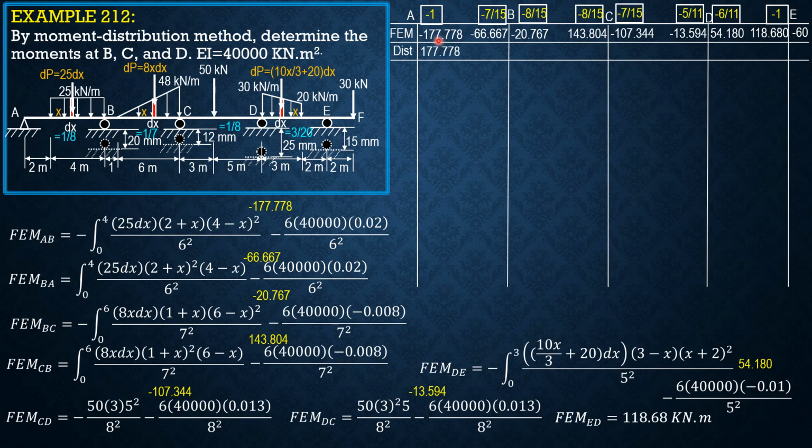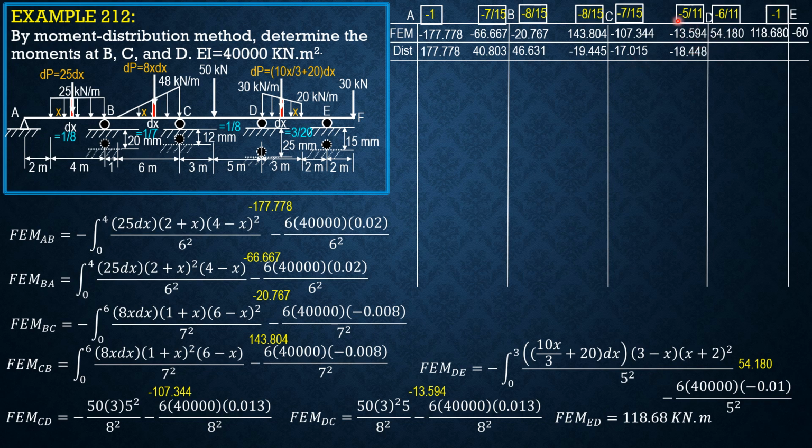So unbalanced moment times distribution factor: 177.778, quantity negative 66.67 minus 20.767 times negative 7 over 15, 40.803. Replace negative 7 by negative 8, put the value here, 46.631. Quantity 140.804 minus 107.344 times negative 8 over 15. Put the value here, negative 19.445. Replace negative 8 by negative 7. Put the value here, negative 17.015.